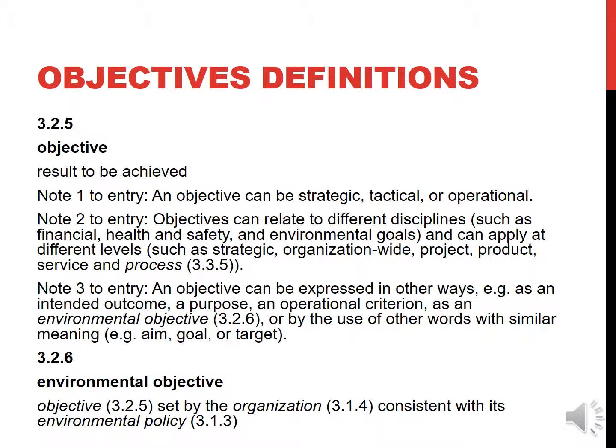An environmental objective is an objective set by the organization that's consistent with its environmental policy. So the only difference between a generic objective and an environmental objective is that we need to achieve certain results based on our environmental policy. It's very simple, very straightforward. What is it that we want to achieve to operationalize the policy? In other words, the policy statement says, is our policy to do this? So how do we make that a reality? Well, we make that a reality by setting some objectives.